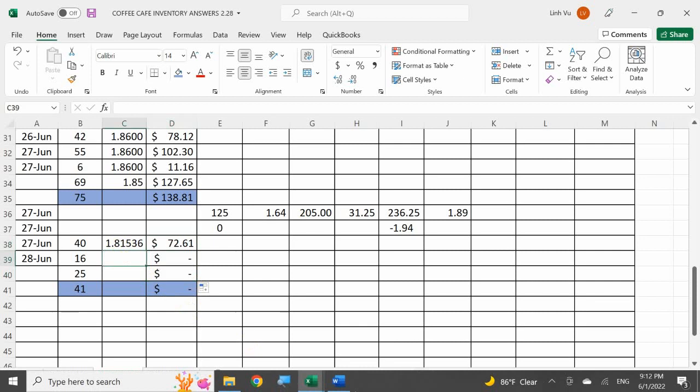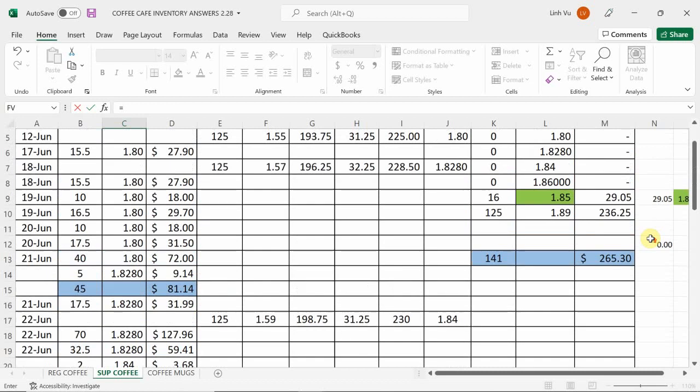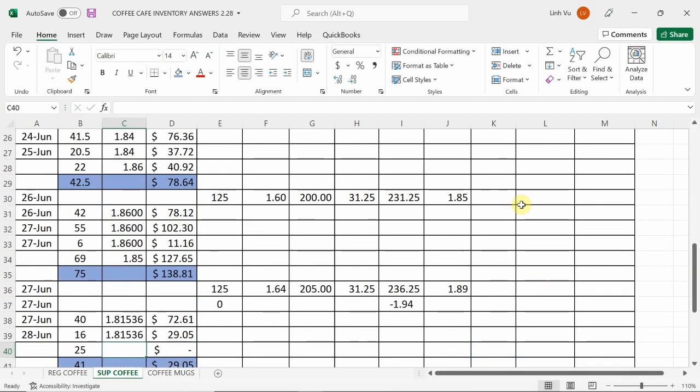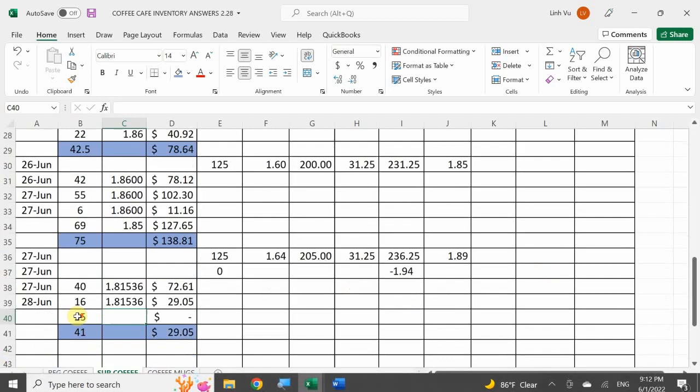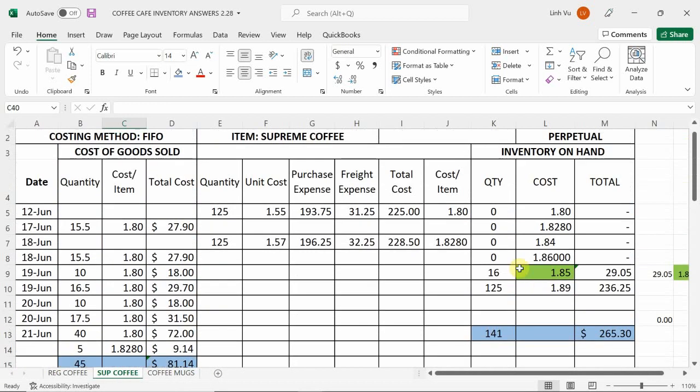So for instance, 16 times that $1.81, because this is not the new cost per item. It's this $1.81, which gives me again $29.05. I already know that. So in this case, that means I can go ahead and get rid of this. This inventory is gone.